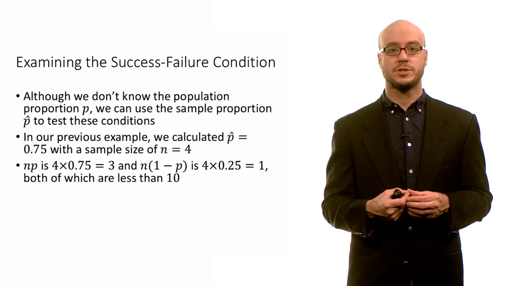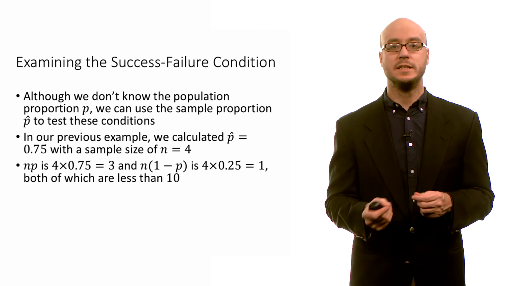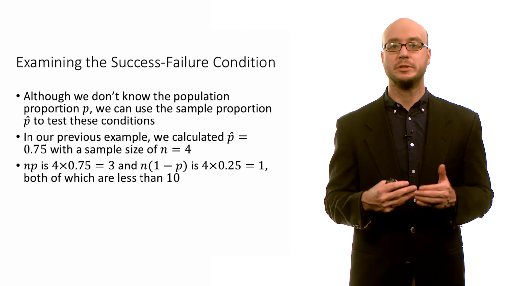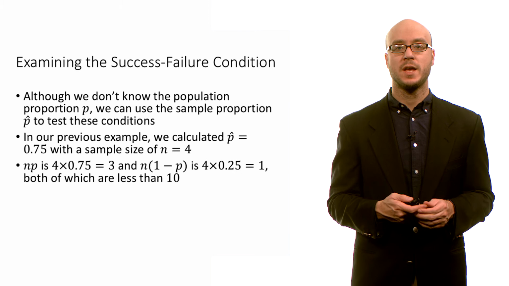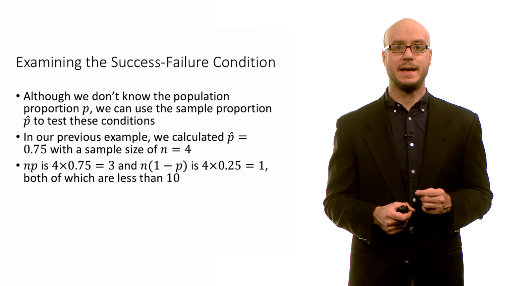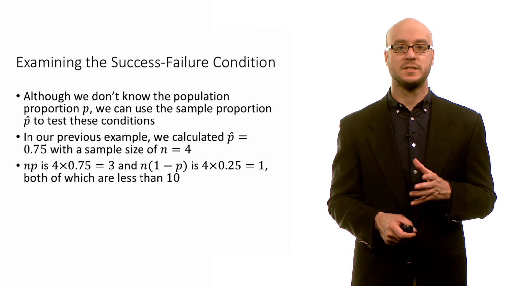If our sample proportion, as a point estimate for the population proportion, leads to this violation of the success-failure condition, we probably shouldn't treat that sample proportion as being approximately normally distributed. So let's plug in P hat for P. Then we get these 2 values for the successes and failures.